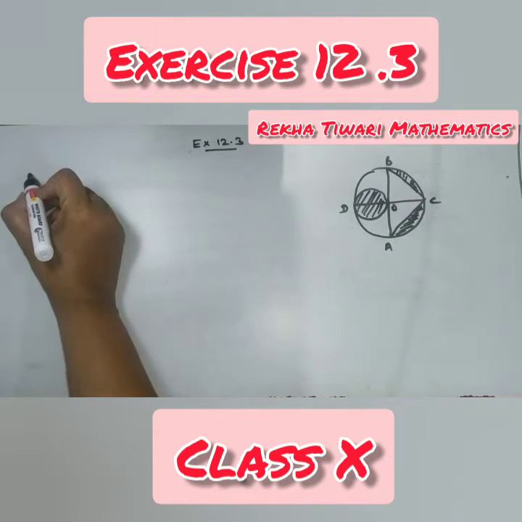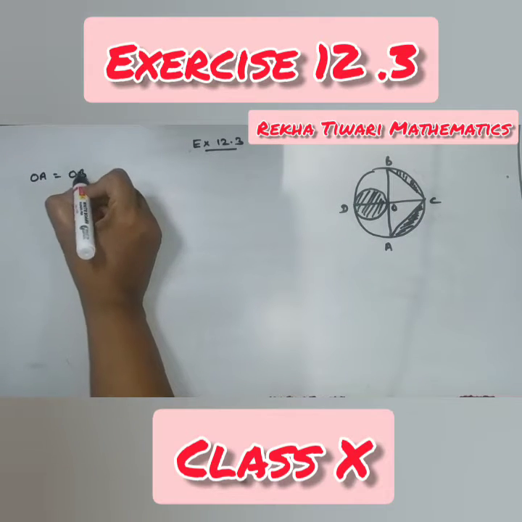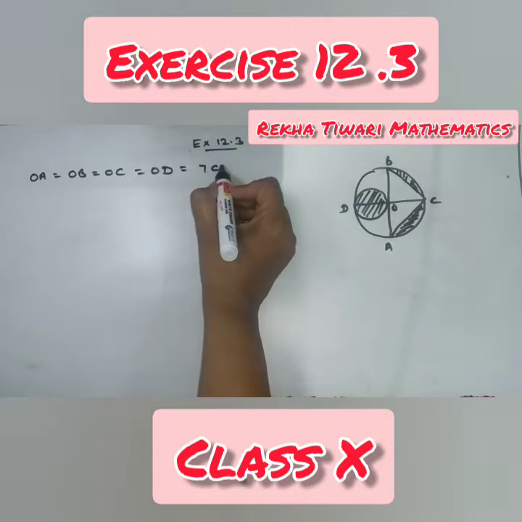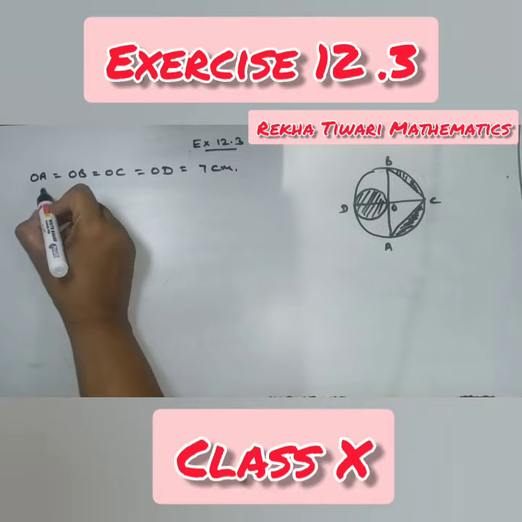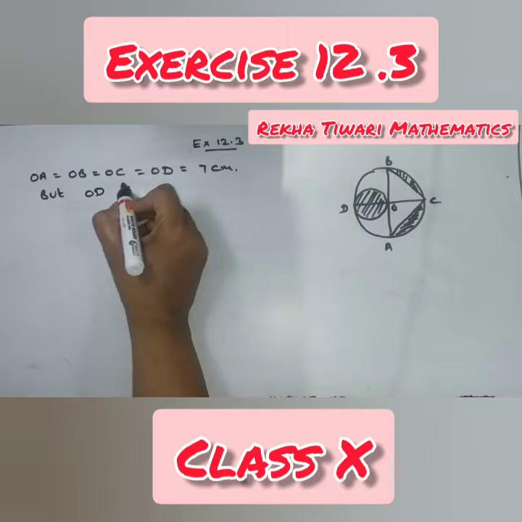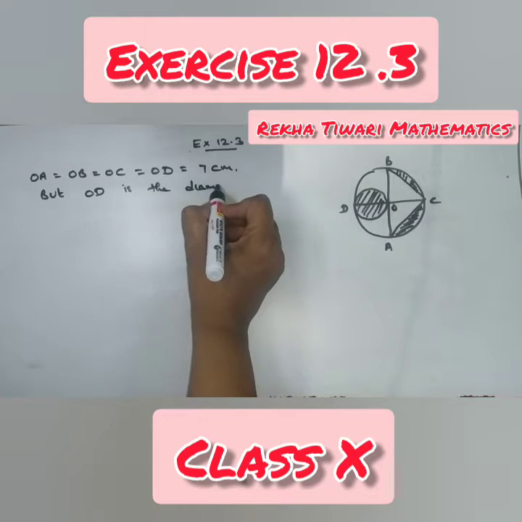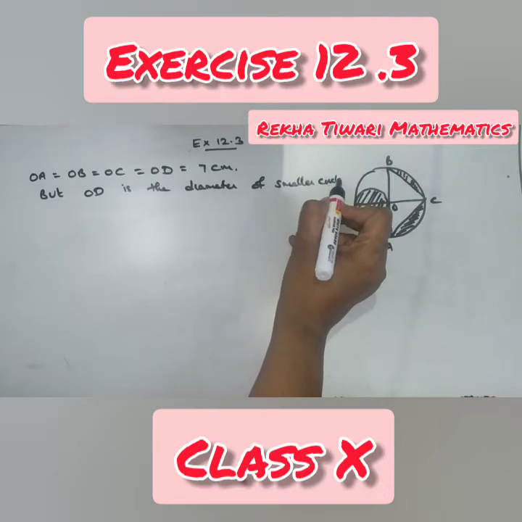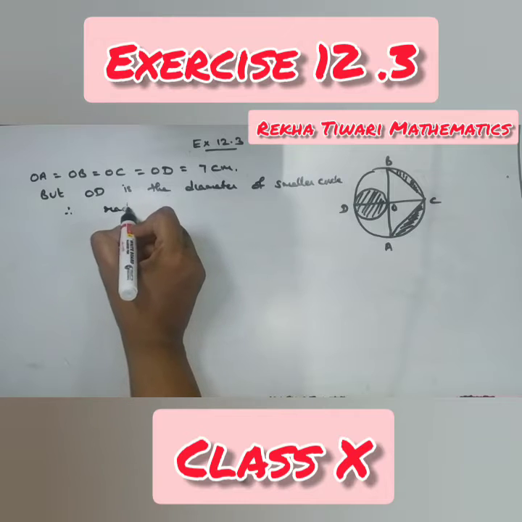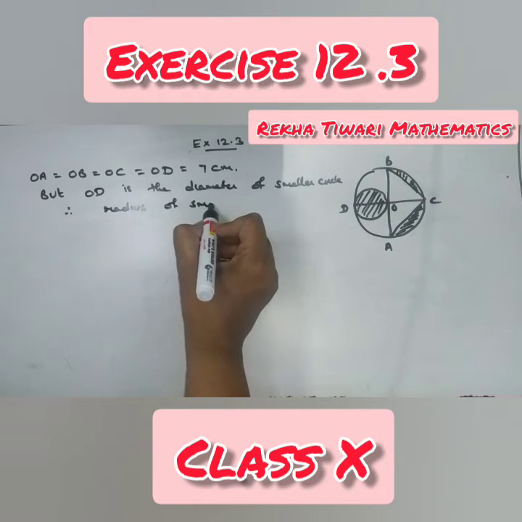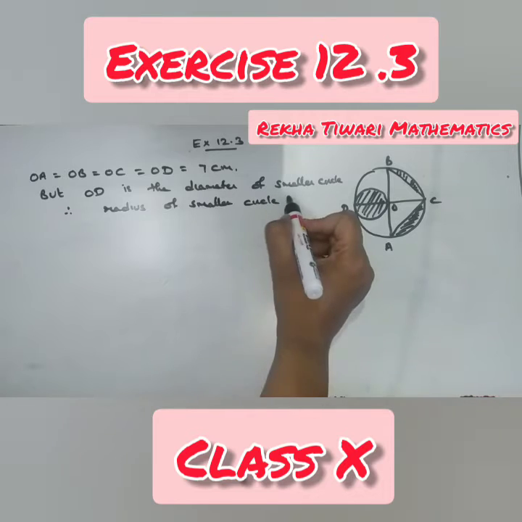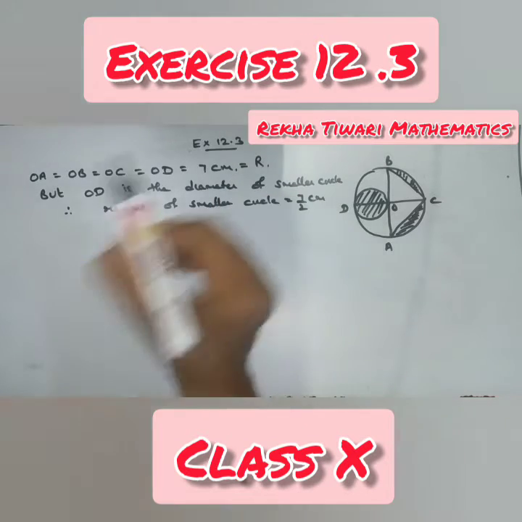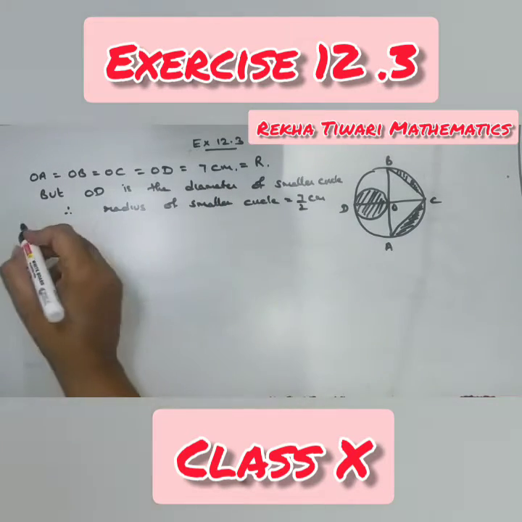If you look at the figure, OA is equal to OB is equal to OC is equal to OD. All are the radii of the bigger circle and each equal to 7 cm. But OD is the diameter of the smaller circle. Therefore, the radius of the smaller circle is equal to 7 by 2 centimeter. Let us denote this radius by capital R.